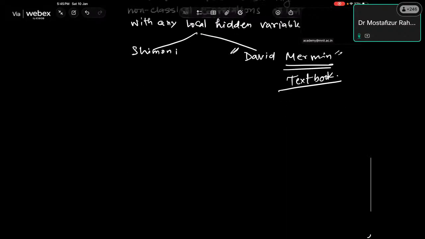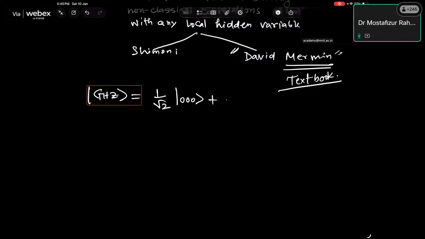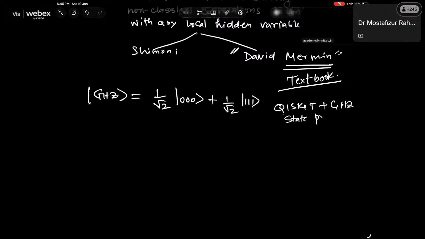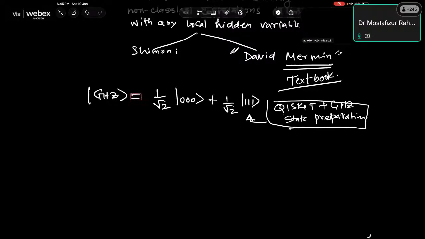And this GHZ state is written, for 3 qubits, as 1 by square root 2 times 000 plus 1 by square root 2 times 111. I'm not giving an example; just type in Google Qiskit plus GHZ state preparation. The entire circuit is there. Like the Bell state circuit I demonstrated, similarly you can create this GHZ state in the IBM simulator or IBM quantum hardware. This is also possible.